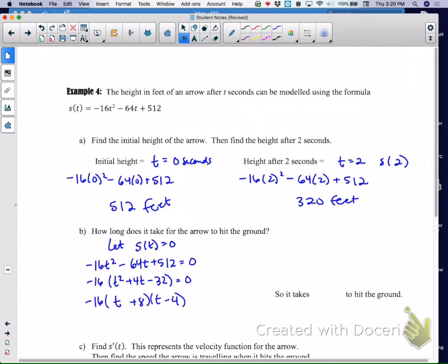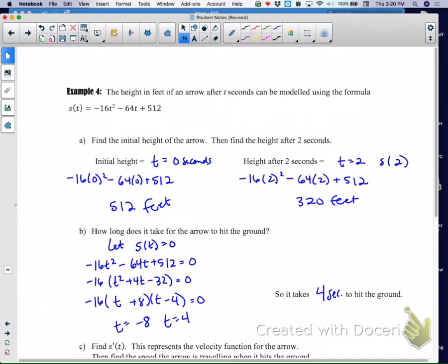Remember, I'm looking for two numbers that multiply to give me a negative 32, but add to give me a 4. I end up with t is negative 8, and t is 4. Now, negative 8 doesn't make any sense. You can't have a negative amount of seconds for an arrow to hit the ground, so it's going to take 4 seconds to hit the ground.